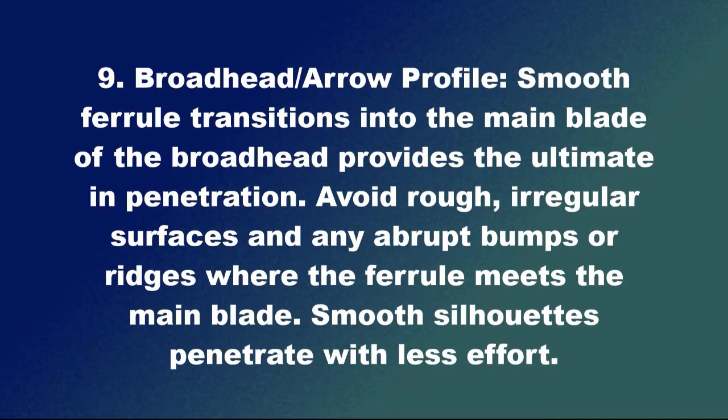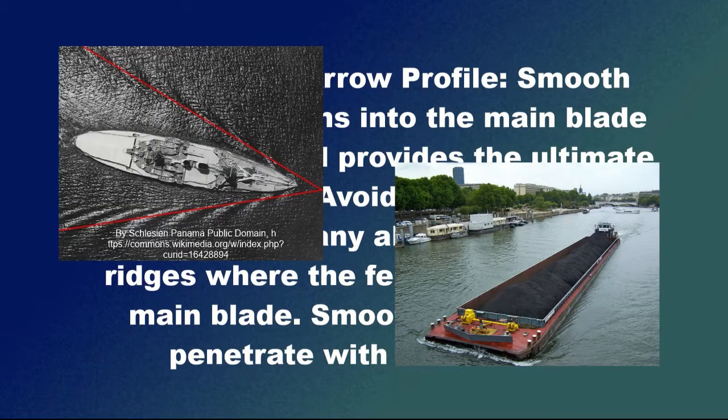Broadhead arrow profile. Smooth ferrule transitions into the main blade of the broadhead provide ultimate penetration. Avoid rough, irregular surfaces or abrupt bumps or ridges where the ferrule meets the main blade. Smooth silhouettes penetrate with less effort. Think of a boat versus a barge. A boat with its pointed bow cuts through the water, where a barge pushes a wall of water in front of it.